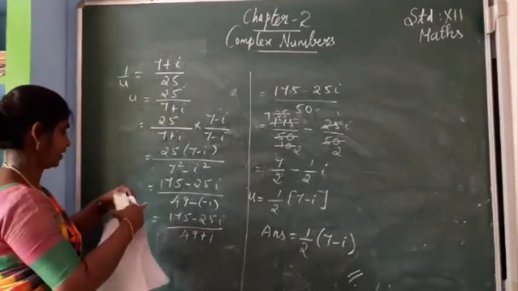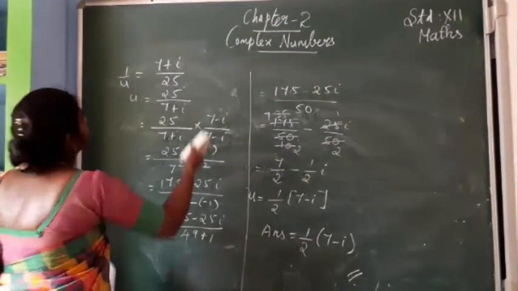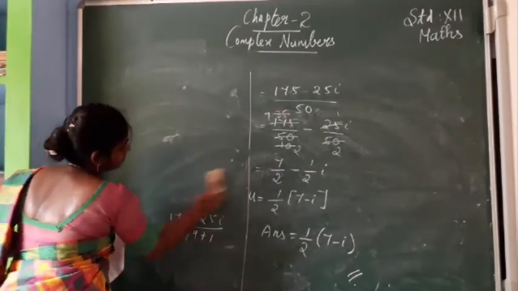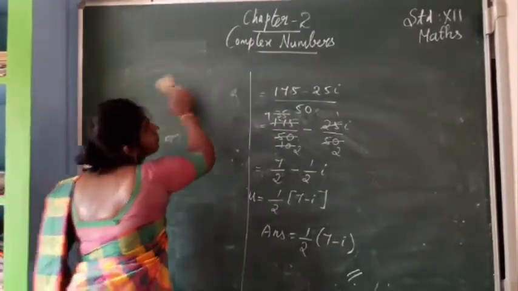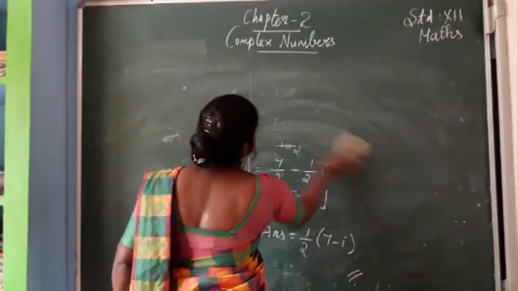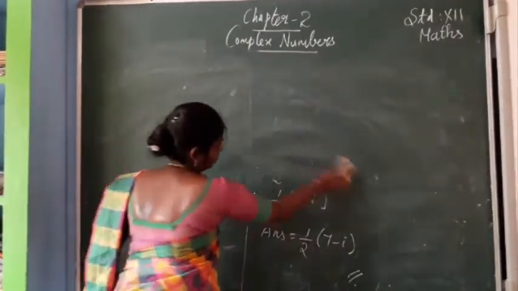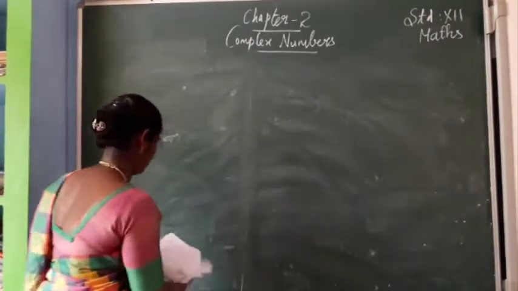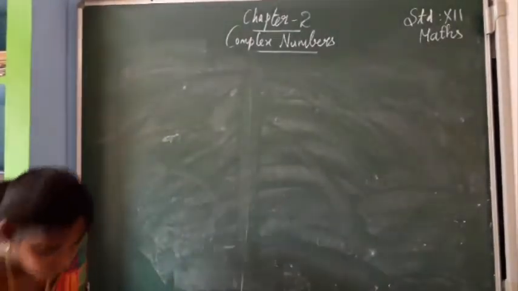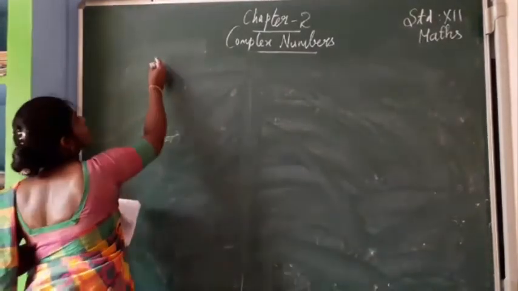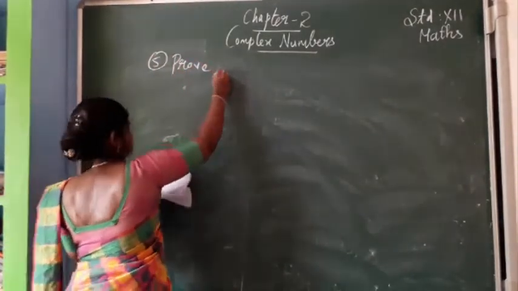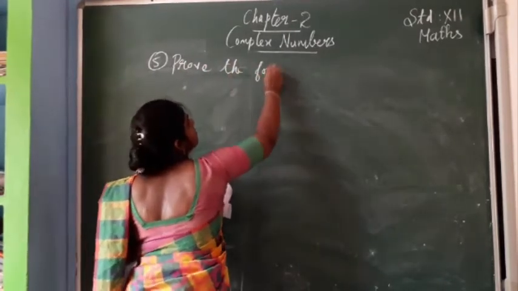Take the next question. Fifth question. Prove the following properties.